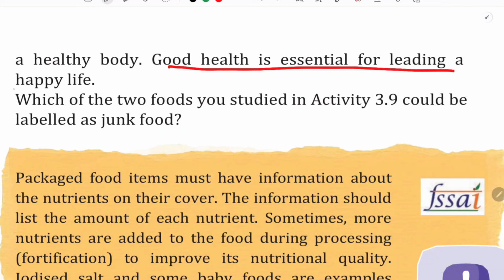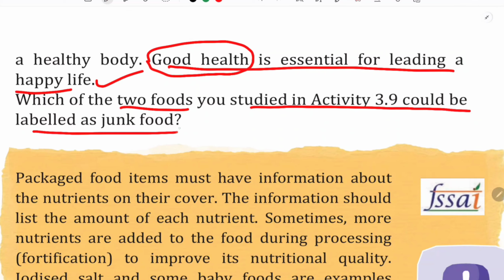So good health is essential for leading a happy life. See, good health is essential to lead a happy life. If you want to live a happy life, your health should be good. And in order to make your health good, what do you need to do? You need to include a balanced diet in your food, okay? So which of these two foods you studied in activity 3.9 could be labeled as junk food? Which of those food items? The potato wafers, okay, can be labeled as junk food, all right?